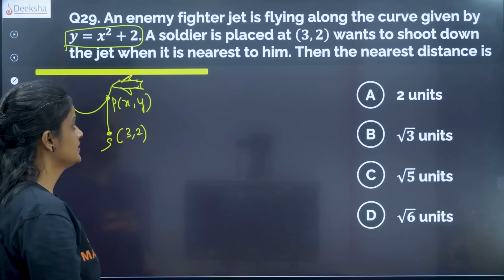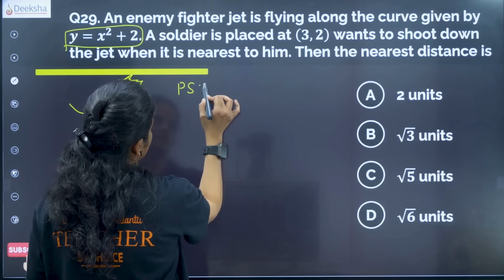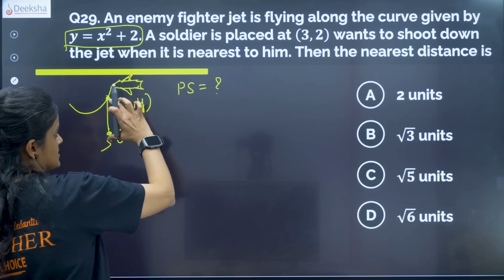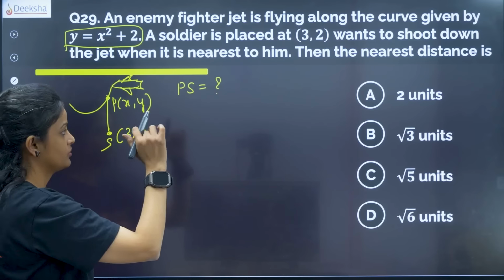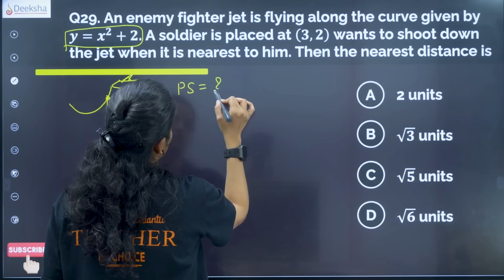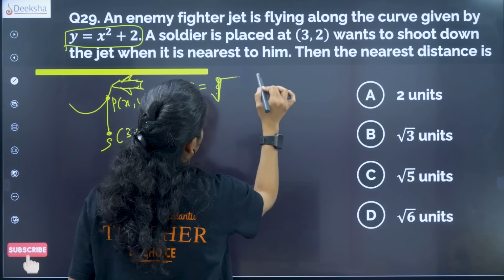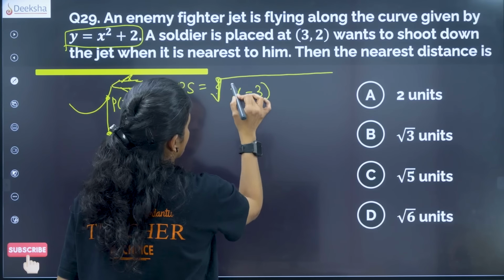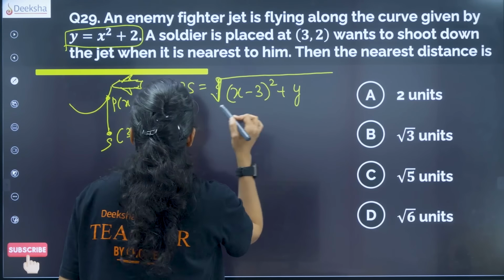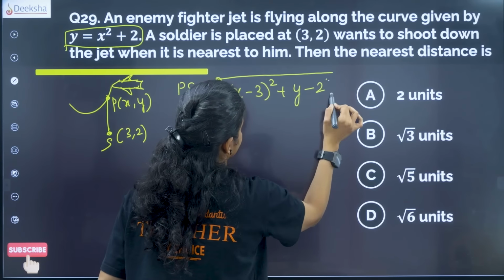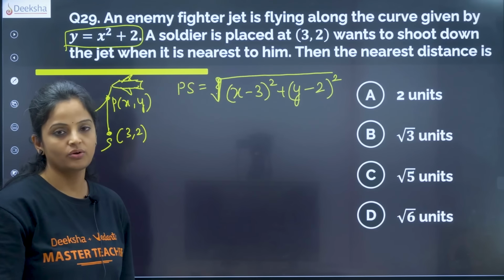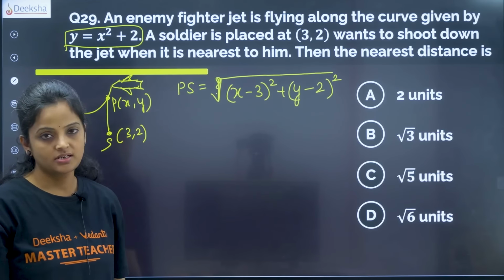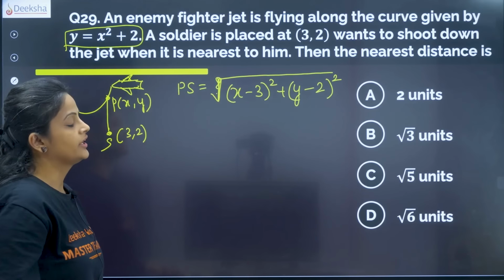So what I need here is finding the PS value, the PS distance. Distance PS is needed. We know the distance formula. So on that, if I take x minus 3 whole square plus y minus 2 whole square. But we don't know what x and y are. If we know that, we have the numerical answer here. So we have to find out x and y.